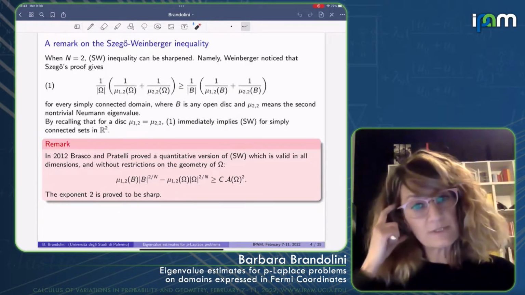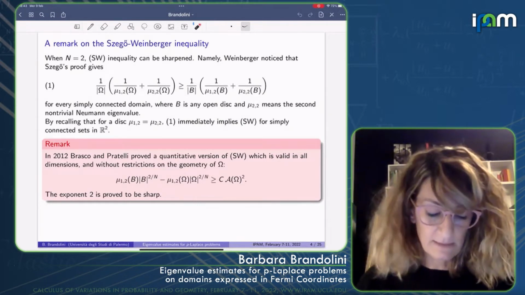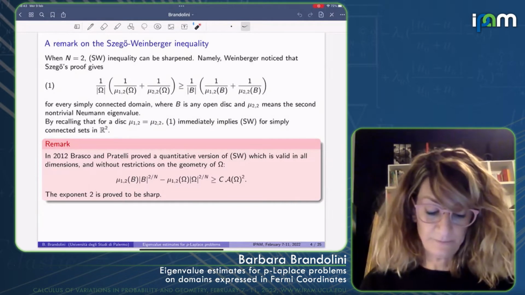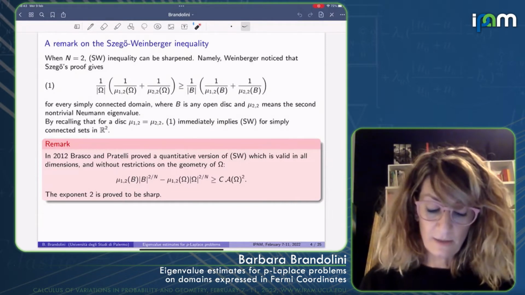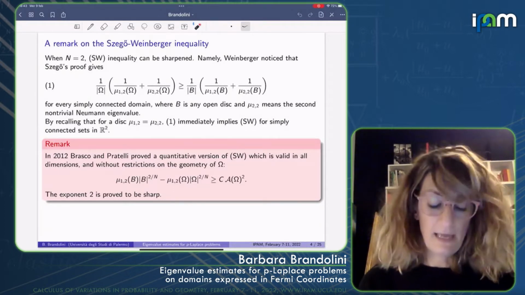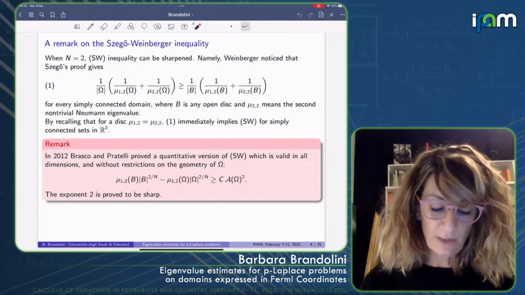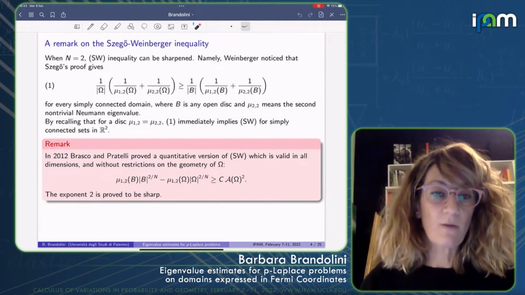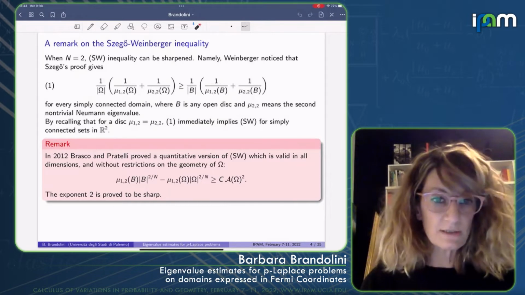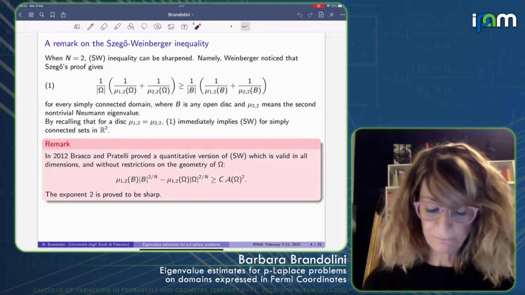And actually, the authors said in the paper that this is the most difficult part of the paper, because what happens is that mu1 of B is multiple, and so the shape functional which maps omega into mu1 of omega is not differentiable near the ball B, which is the optimal set.